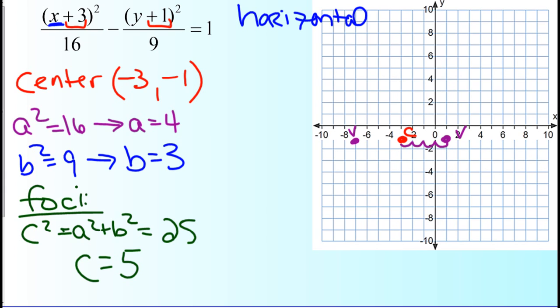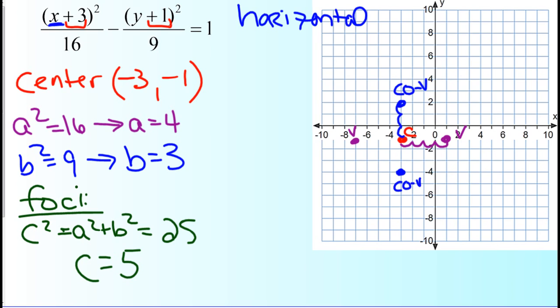My co-vertices, I am counting the opposite direction. So if I counted left, right, I'm now counting up, down. So I go to my center, I count up 1, 2, 3. There's a co-vertex. And I count down from the center 1, 2, 3. There is the other co-vertex.